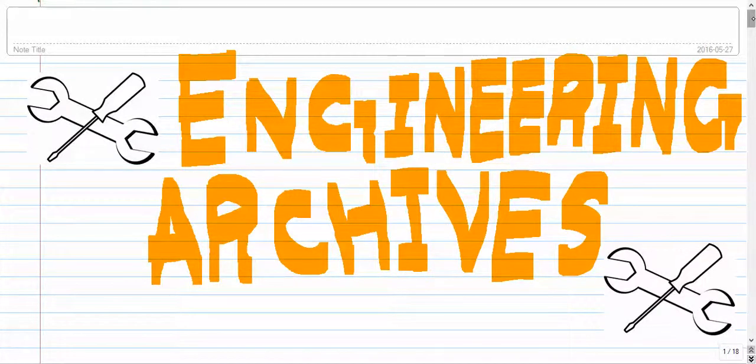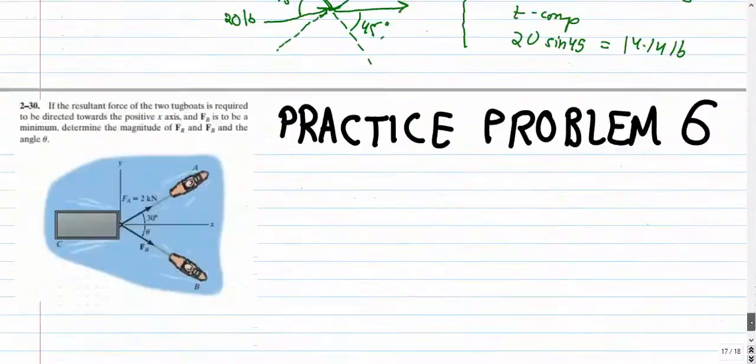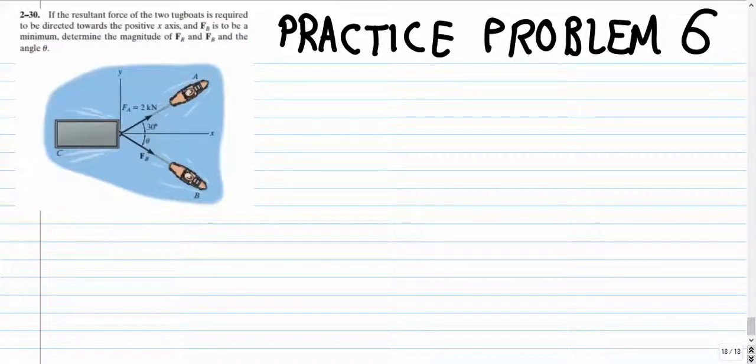Let's look at our practice problem number 6. So this problem says, if the resultant force of the two tugboats is required to be directed towards the positive x-axis, and Fb is to be a minimum, determine the magnitude of Fr and Fb and the angle theta.